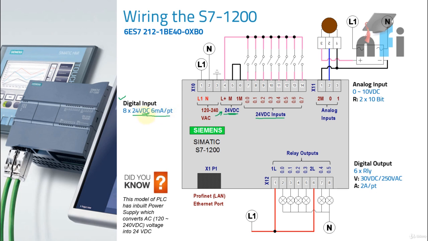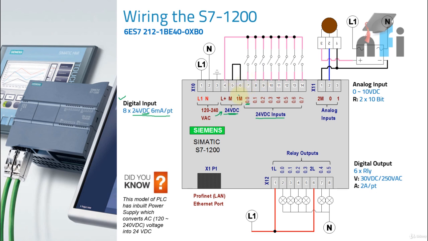If it is AC, its wiring will be different. So this is for DC inputs. It says 8 x 24 VDC, 6 milliampere per point. It means every input draws 6 milliamperes of current, so be careful with your inputs. So how to connect that?